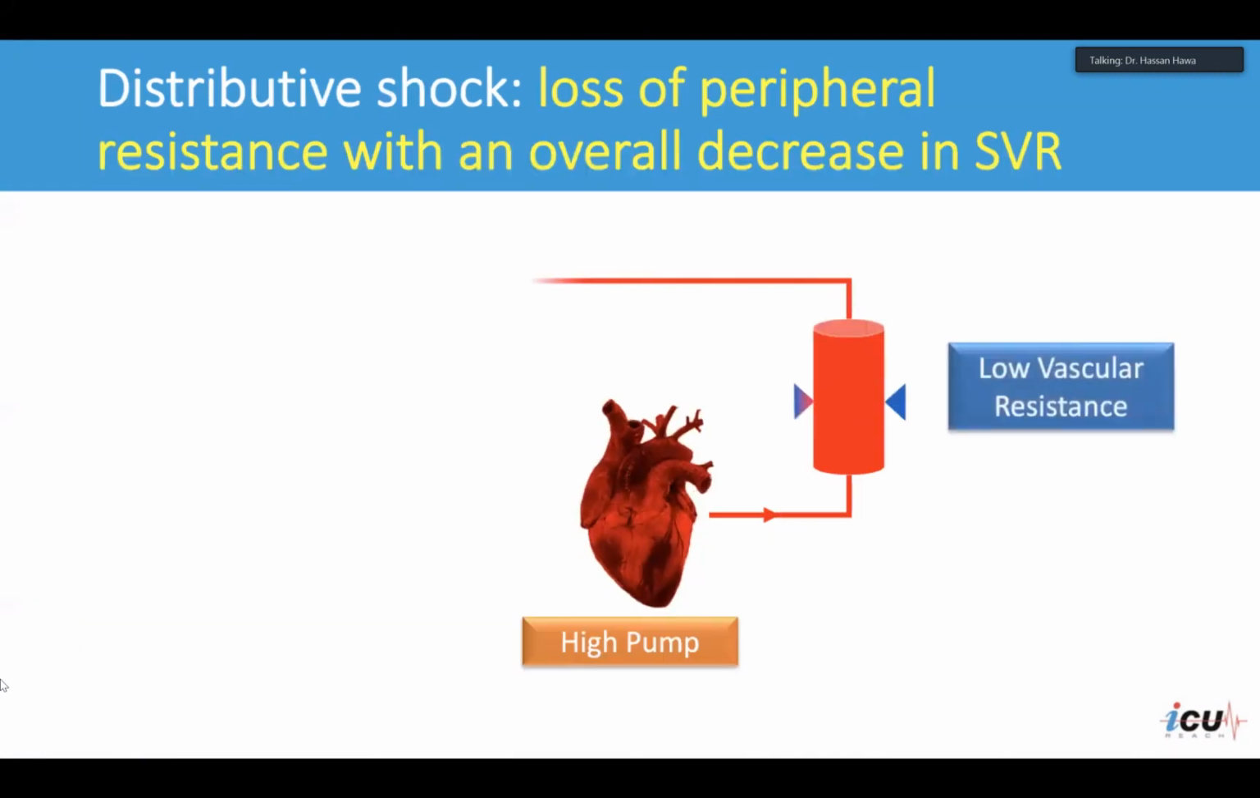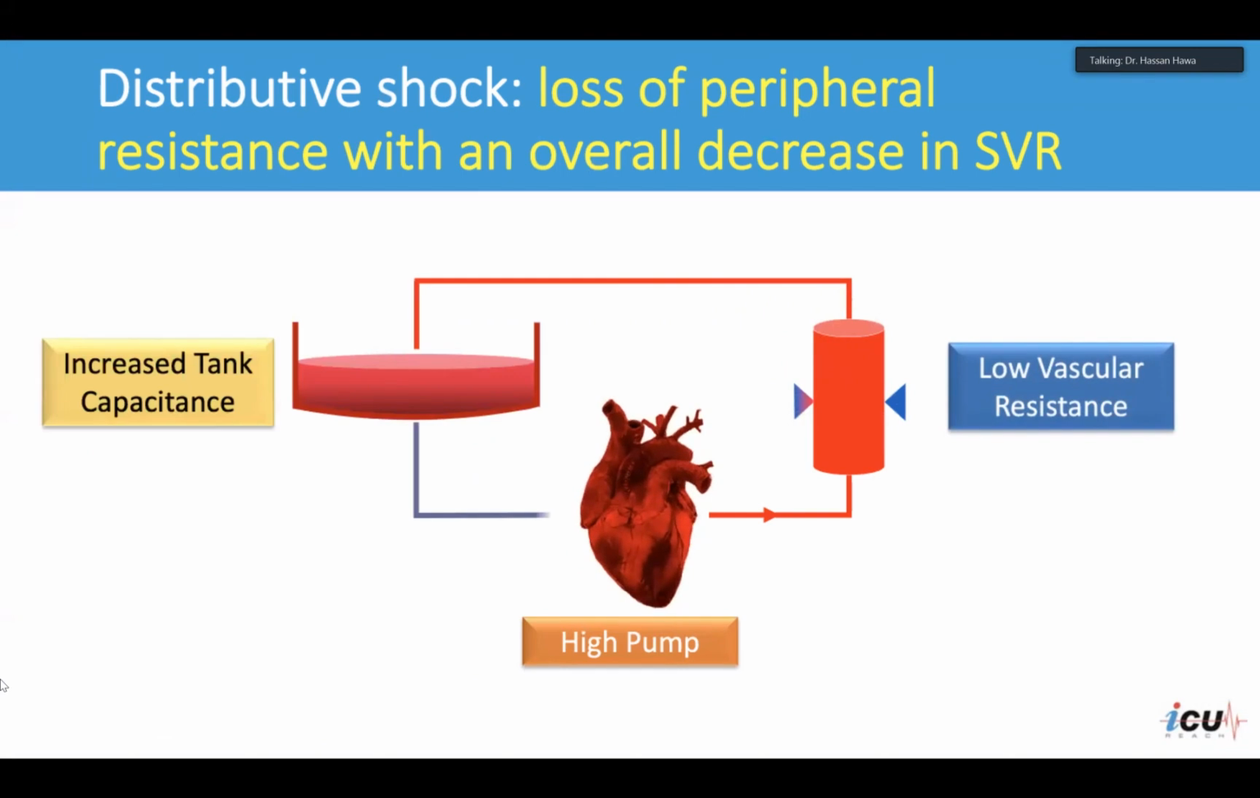Now we'll start with the distributive shock, where we have loss of peripheral resistance with an overall decrease in the stroke volume and the systemic vascular resistance. And here, first of all, you'll have low vascular resistance, vasodilatation. This will increase the tank capacitance, and you end up having low blood pressure. And then the heart tries to compensate and will have a high cardiac output state.